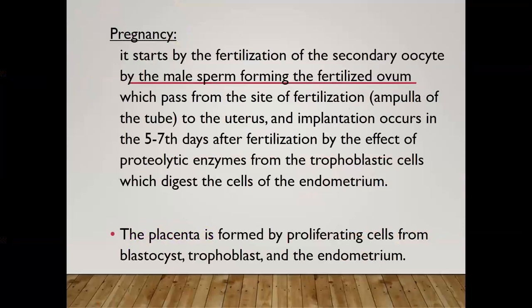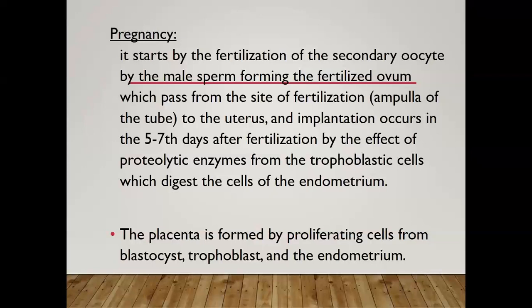Pregnancy starts by the fertilization of the secondary oocyte by the male sperm, forming the fertilized ovum. This fertilized ovum passes from the site of fertilization, which in most cases is the ampullary area of the tube, toward the uterus, where implantation will occur. This journey takes about 5 to 7 days after fertilization, by the effect of proteolytic enzymes from the trophoblastic cells, which digest the cells of the endometrium.